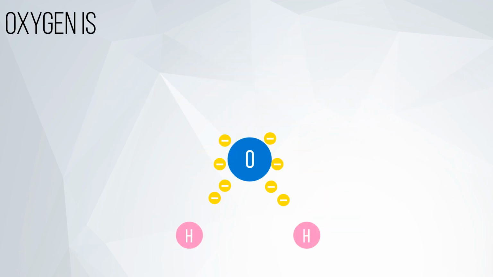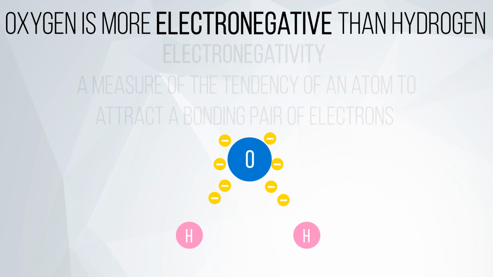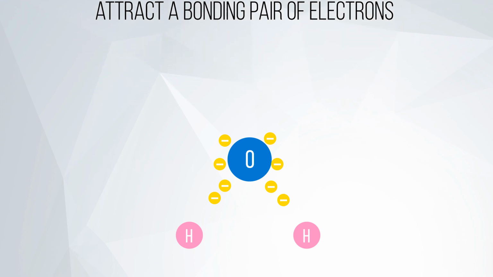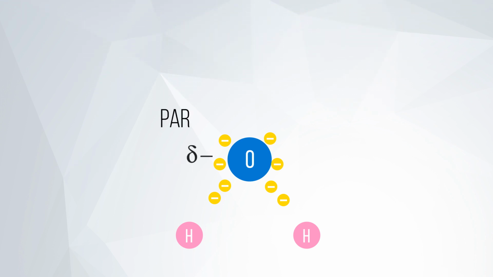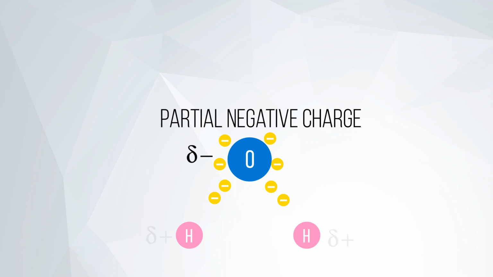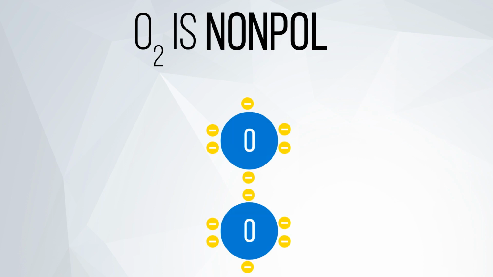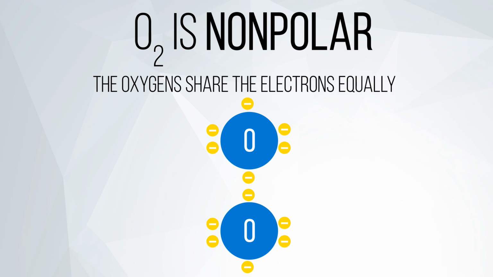Oxygen is more electronegative than hydrogen, meaning it wants the electrons in the covalent bond more, so it pulls them closer to itself. Since electrons are negatively charged, this results in the oxygen having a partial negative charge and the hydrogens a partial positive charge, making water a polar molecule. Molecules made of atoms with similar electronegativities, like O2, will be nonpolar because they share the electrons equally.